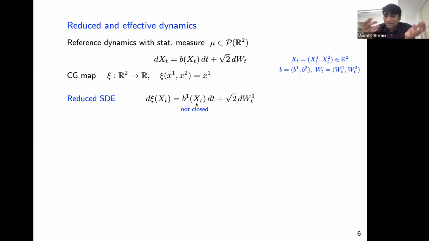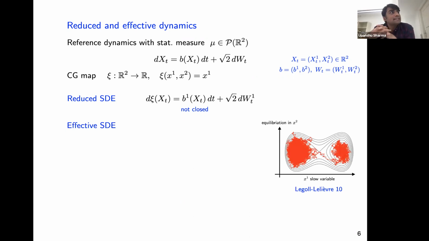So somehow you have to build some approximation of x of t, which you can actually use in practice. This idea has been around for a long time, but it was really mathematically formalized in this paper by Legoll and Lelièvre, where they said the following.